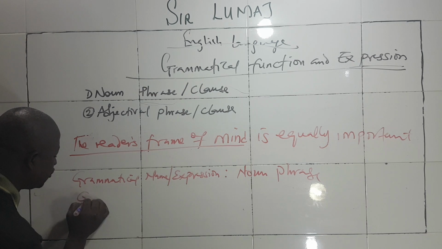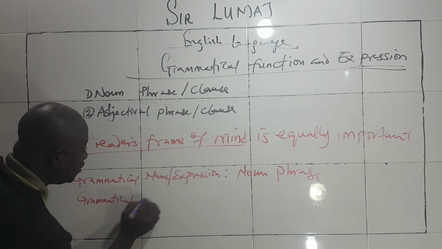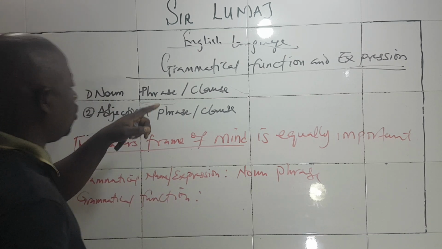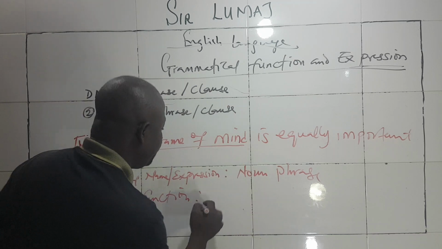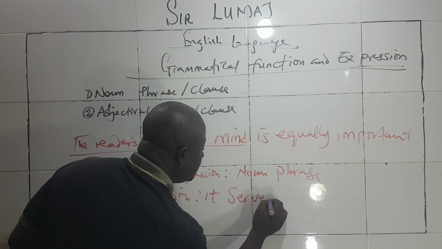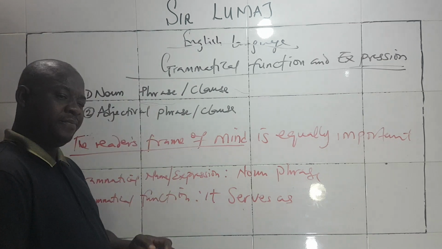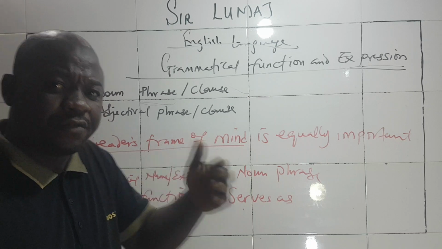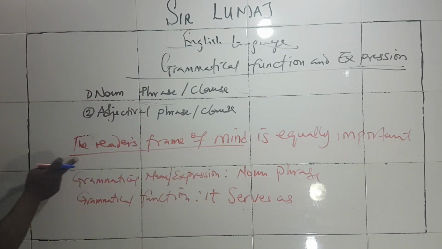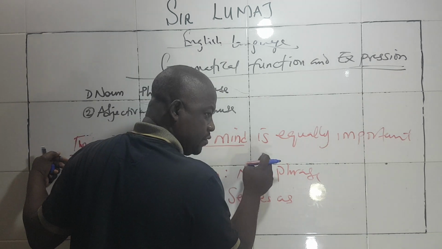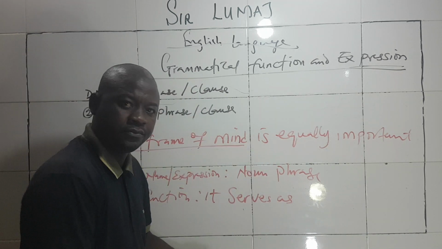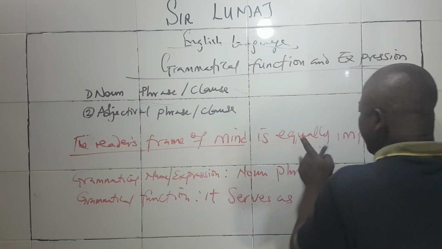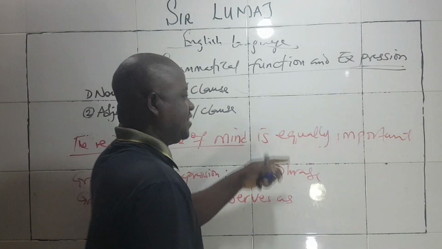Then what is the grammatical function? Grammatical function now. So your noun phrase or noun clause always serves, look at my words, it serves as either the subject of the verb or object of the verb. If the underlying word is coming before the verb, it serves as the subject of the verb. If the underlying word is coming after the verb, it serves as the object.